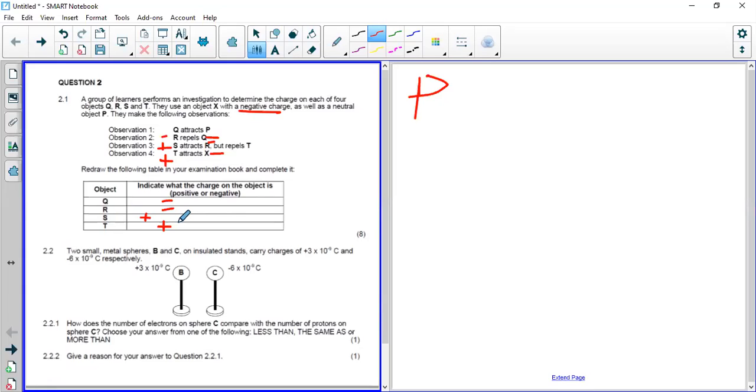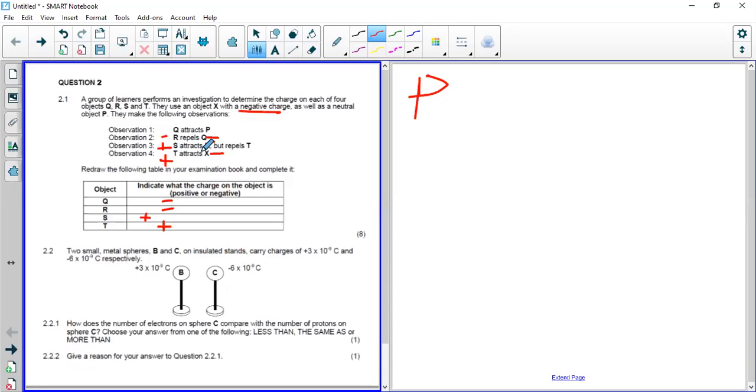So you work backwards. You start with observation 4. T attracts X, and we are given the charge of X from the statement, where it says they use an object X with a negative charge. So it means X is negative. Attraction means T and X have opposite charge. So if X is negative, T is positive. Then you go to observation 3. S attracts R. Attraction means opposite charges, right?